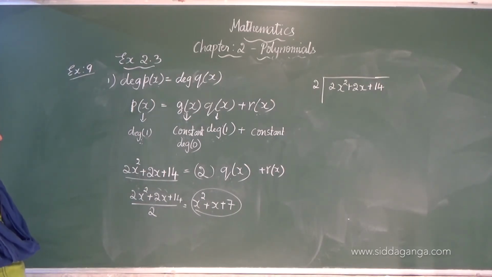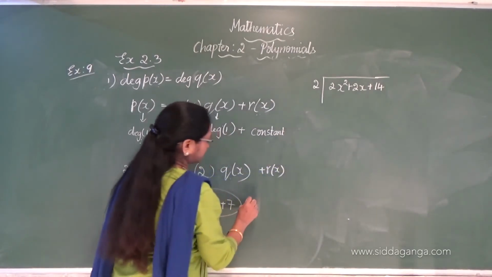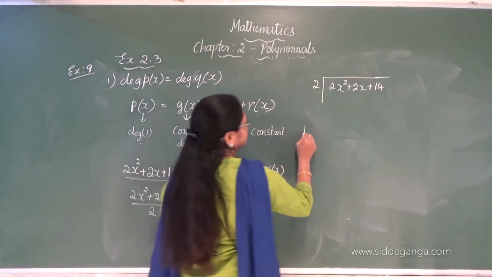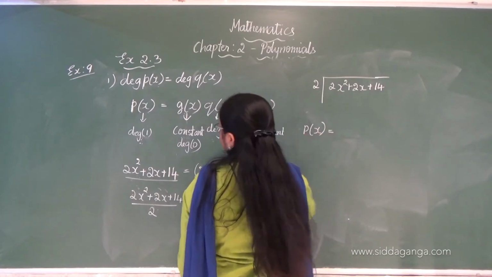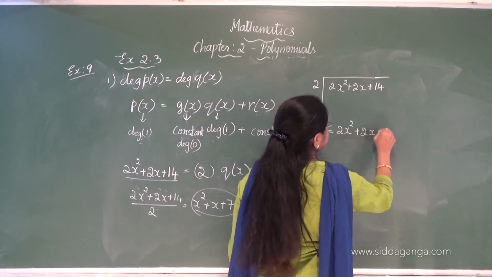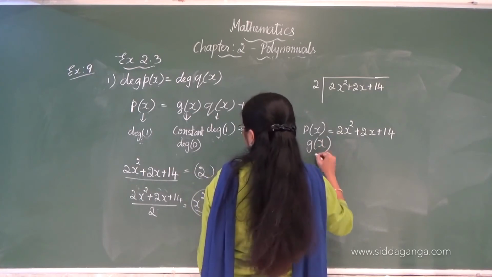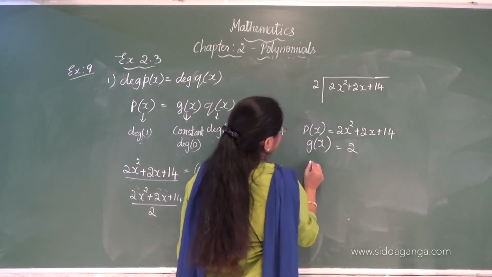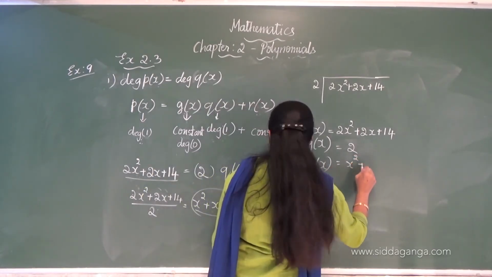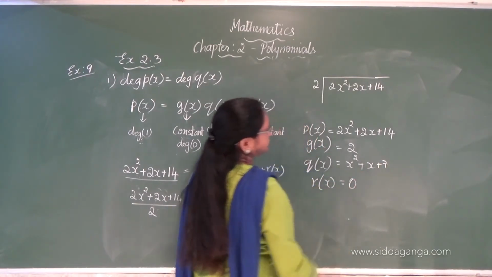Now the remainder, actually what is the remainder? Since it is divisible, the remainder will be 0. Now p of x, what did we take? 2x square plus 2x plus 14. Then what is g of x? G of x we took a constant, that is 2. Then q of x we got as x square plus x plus 7. Then r of x we got as 0.